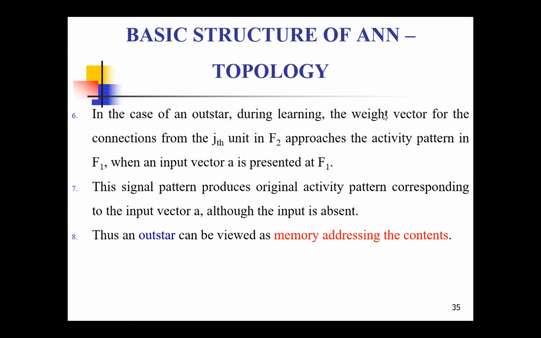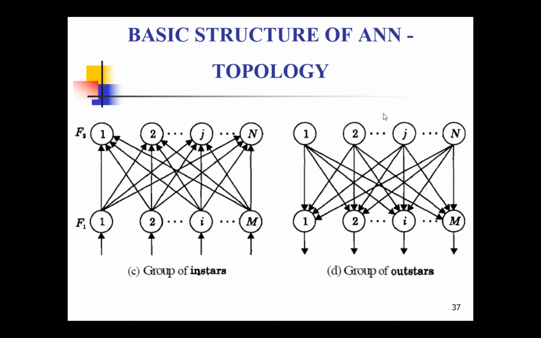As in the case of instar, the contents will be addressing the memory, from content to memory, but in the case of outstar, it is memory to content. That is the flow of data. In the previous case, we considered only the jth neuron, and the other neurons up to N in the F2 layer were not considered. But here you can see each and every neuron is interconnected, whether it is an instar or an outstar.